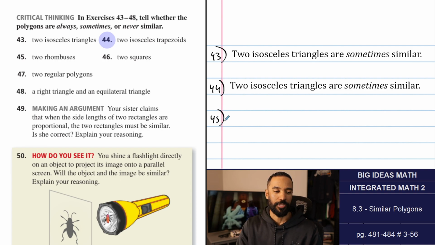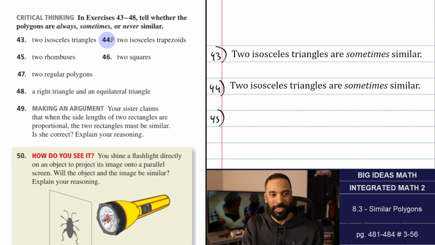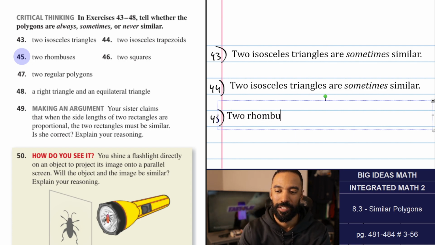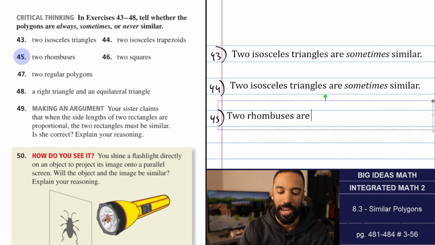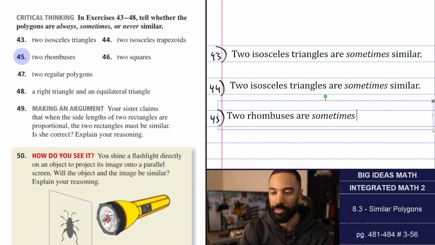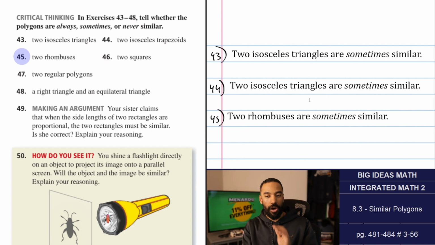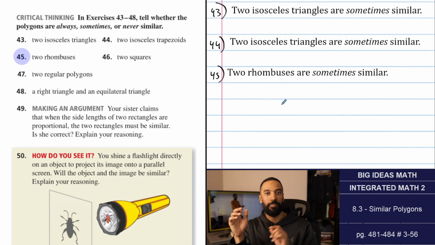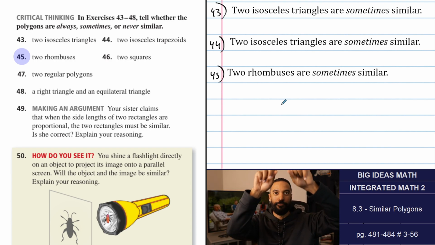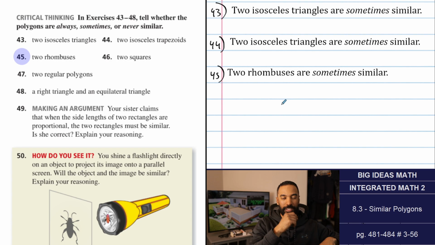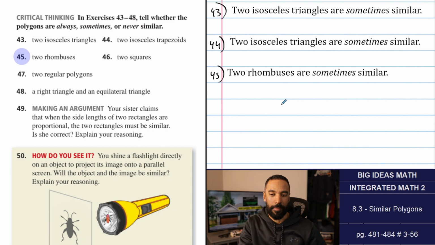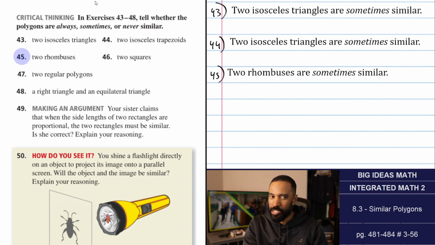Number 45, two rhombuses. It's the same thing. It's still a sometimes. Two rhombuses are sometimes similar. And if you're not understanding without me making the visual, just go ahead and draw two. All the rhombuses need are congruent angles together and different side lengths, but not within a single rhombus. 4, 4, 4, 4, and 6, 6, 6, 6, and just have the angles be the same. And then you have two that are similar. But then you could also just change the angles, and then they're not.